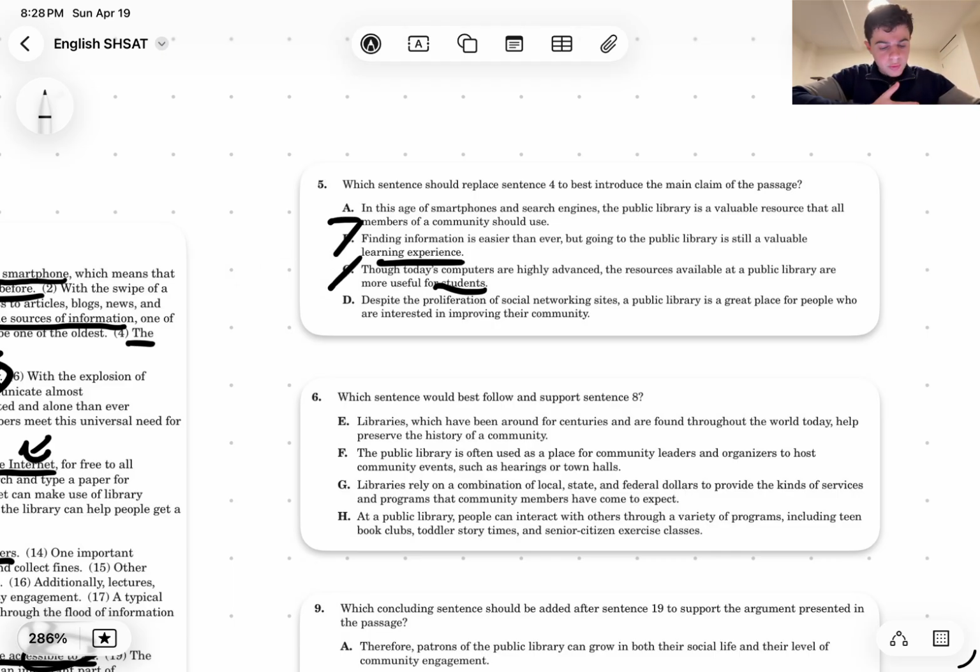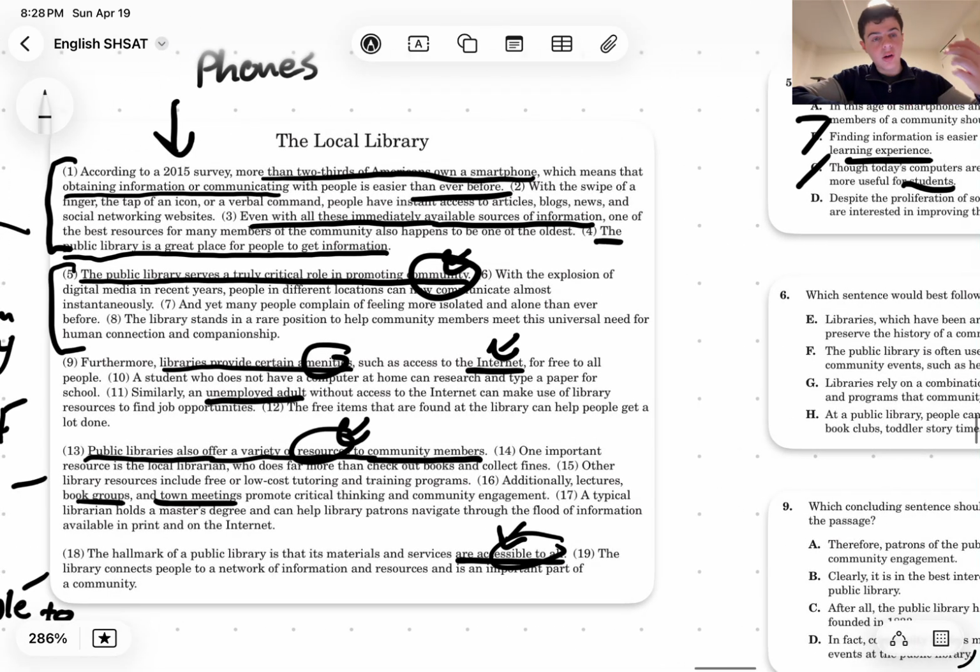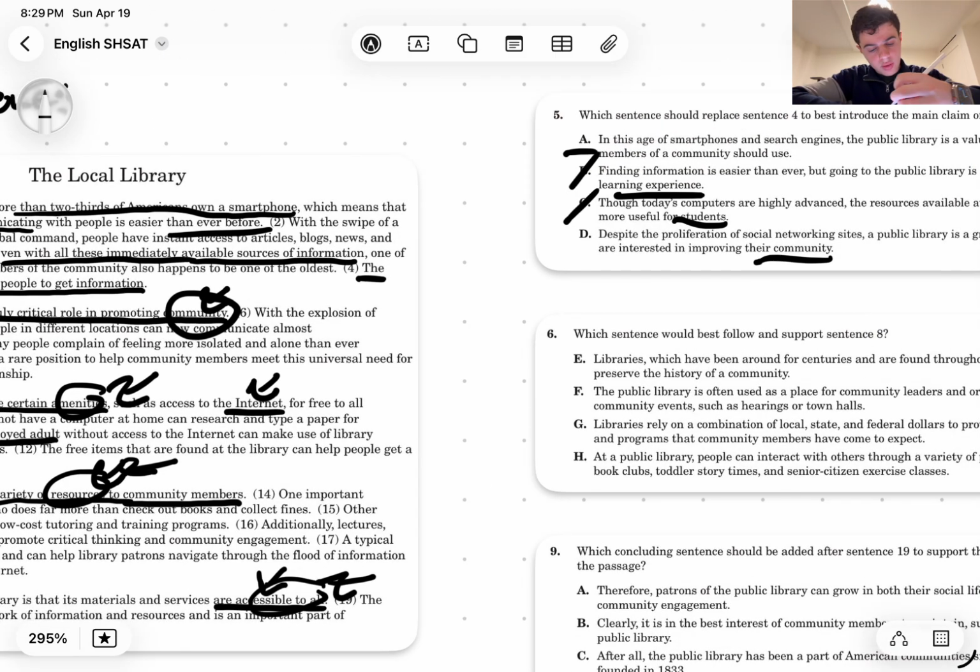And D, despite the proliferation of social networking sites, a public library is a great place for people who are interested in improving their community. Well, again, this only touches on improving their community, but there are other key things that are talked about here, right? Amenities. It also talks about resources, right? It talks about accessibility. So it's not only community. So D is also wrong. And by process of elimination, it's A.